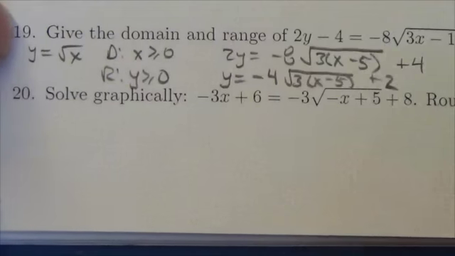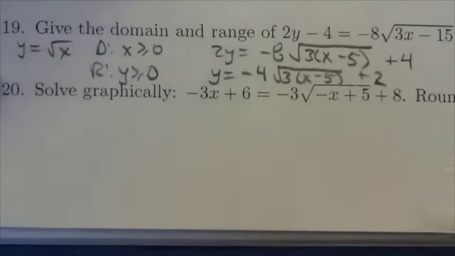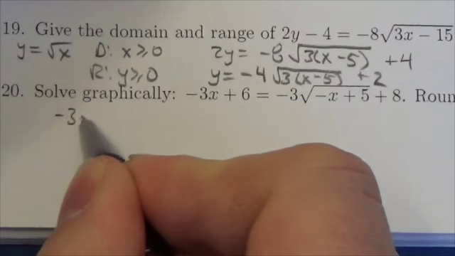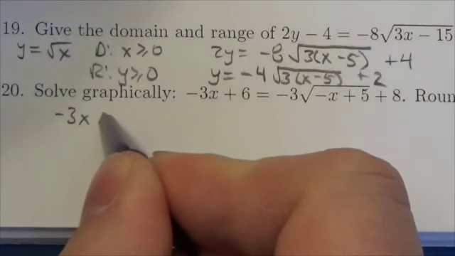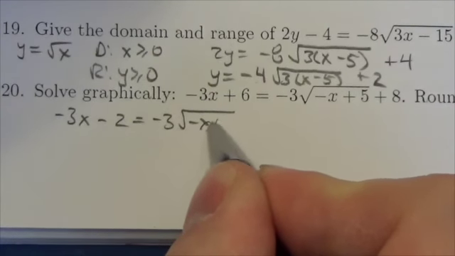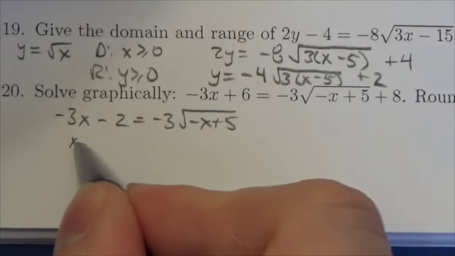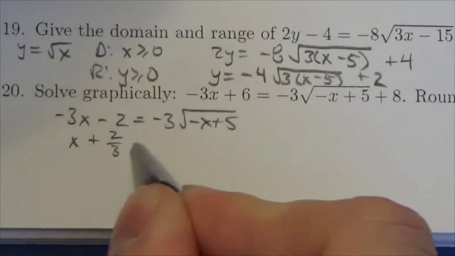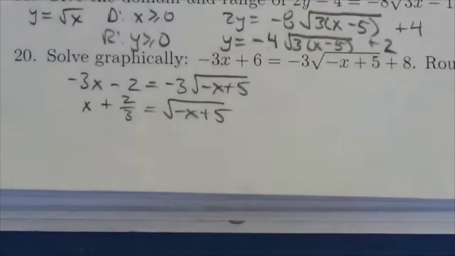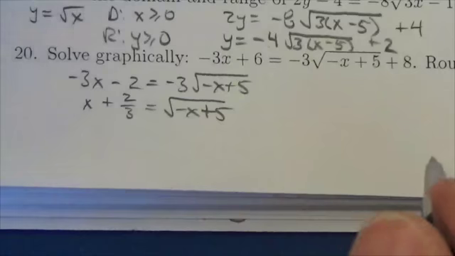So first of all, to intelligently talk about the restrictions on the variable, I'm going to isolate the radical here. So I'm going to bring that 8 over, so we'll get negative 3x, I'm going to subtract 8 from both sides, so that'll be minus 2 is equal to negative 3 root negative x plus 5. Then I'm going to divide by that negative 3 here. So up front here, this is going to be x plus 2/3 is going to equal the square root of negative x plus 5.